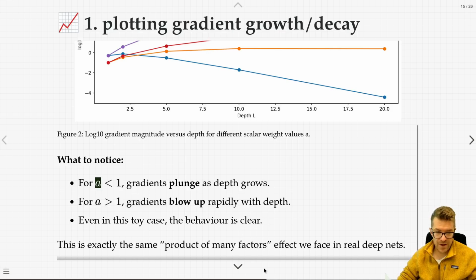So again, this is the same idea of the product of many factors that we see in real networks. This is obviously a toy example. It's a linear neural network, and it's one with scalar weight matrices, but it hammers home the point.